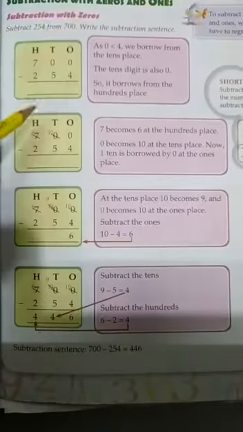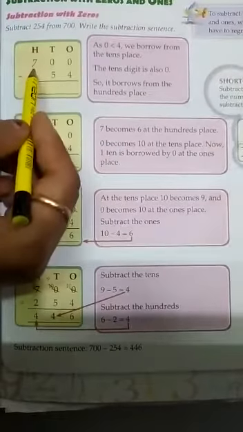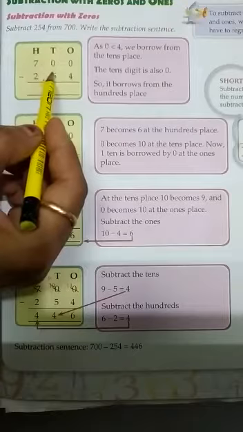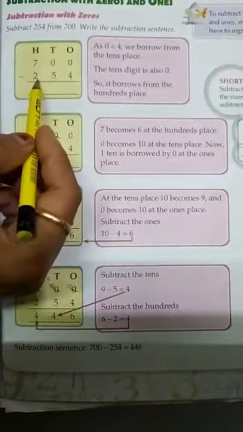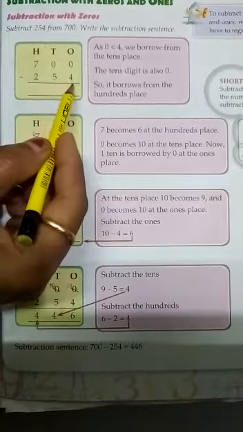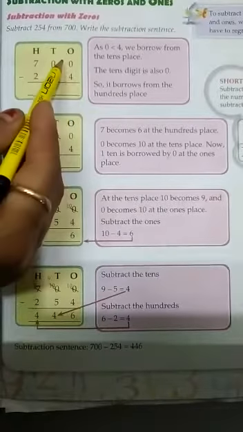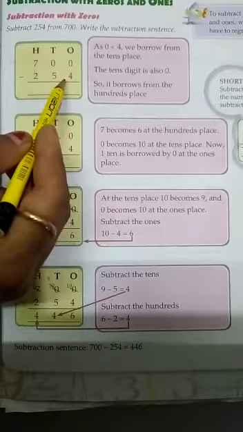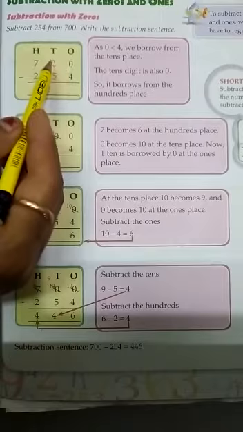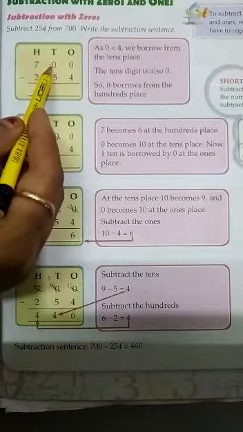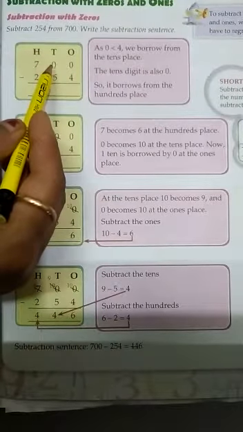Now subtraction with 0. If 0 is given, look here, 700. From 700 we have to subtract 254. From 0 we cannot subtract 4. Then 0 will come to the next tens place. Tens place is also a 0.